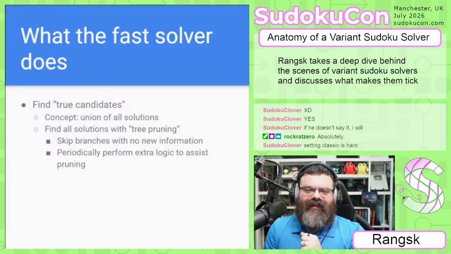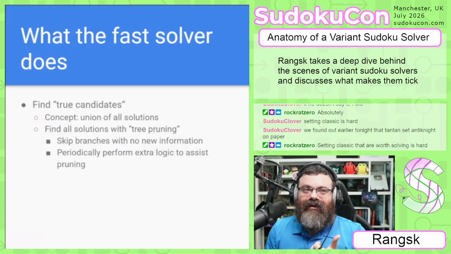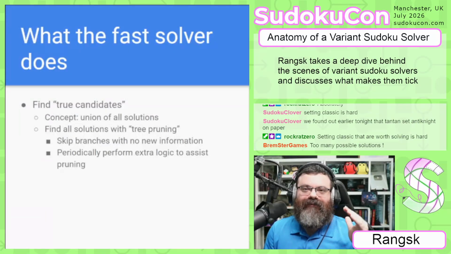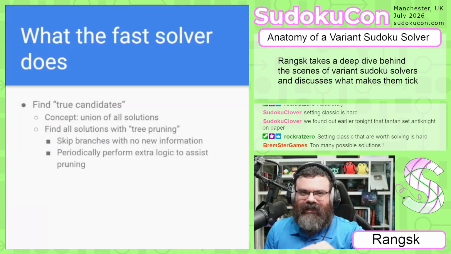The way to think about this is a blank Sudoku board has, I have the exact number somewhere on my slides, but it doesn't matter, somewhere on the order of 10 to the 26 possible solutions. A blank anti-knight grid has, if I recall correctly, 11 million solutions. So just by turning on anti-knight, you've gone from 10 to the 26 down to 11 million.